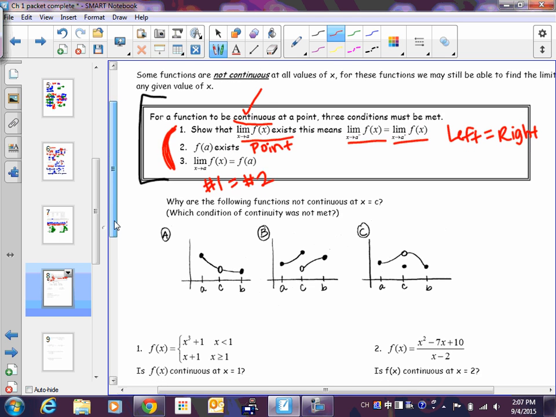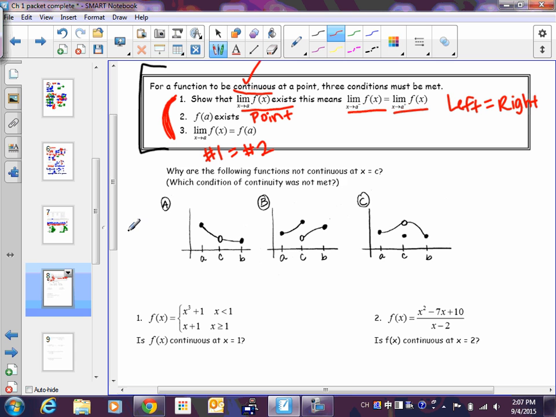Okay, so before we really practice an example, I want to show you why these three conditions might break down. Looking at A here, does the limit as x approaches c exist? Yeah, the limit exists, so I'm going to put a check next to 1. Does the point exist when x equals c? Is there an actual point? No, there's a hole, which is the opposite of a point. So 2 is where that breaks down. It's like an x, a no, condition 2 is not met.